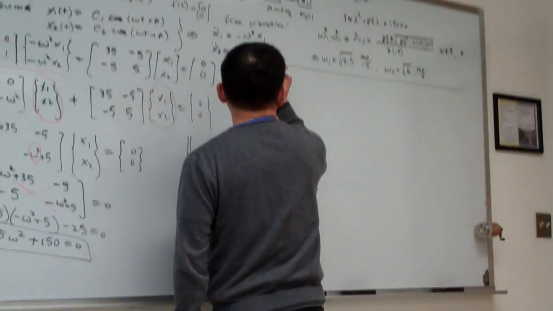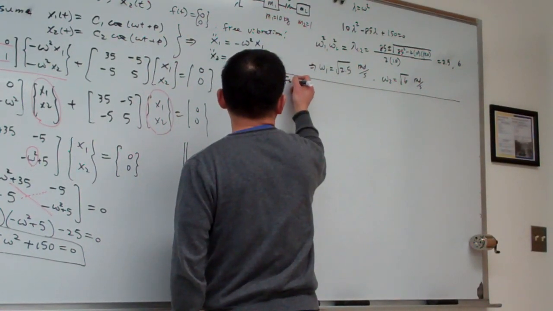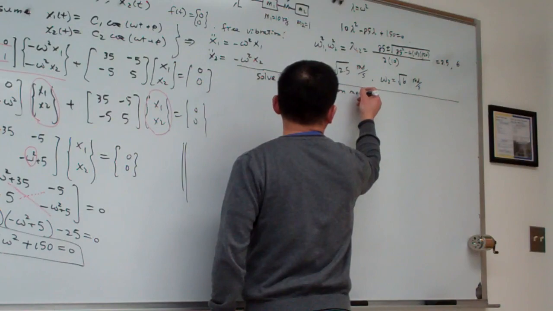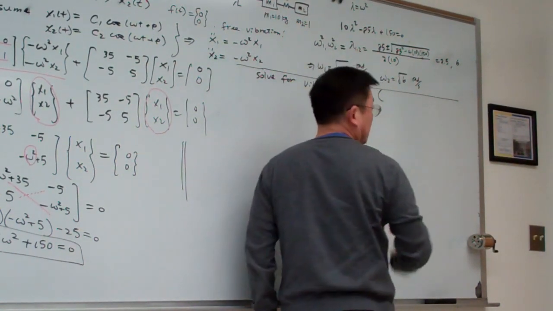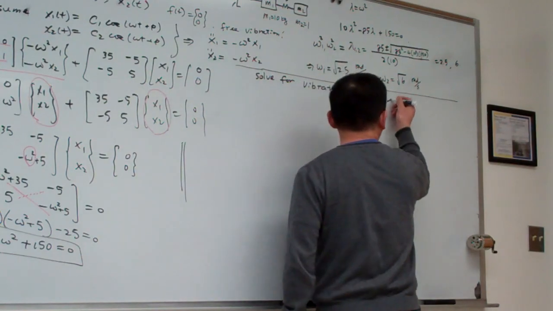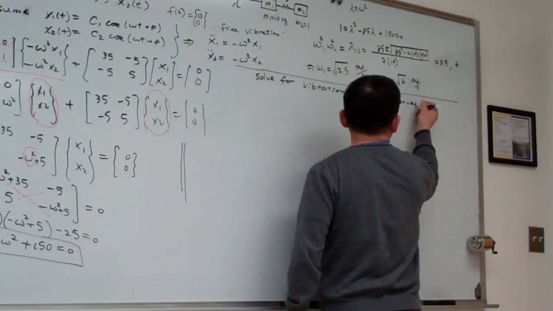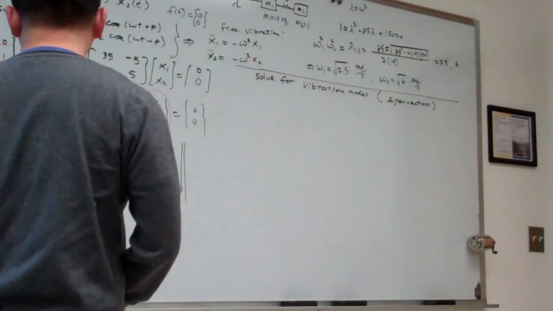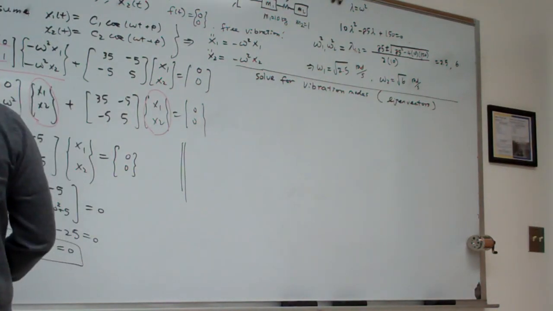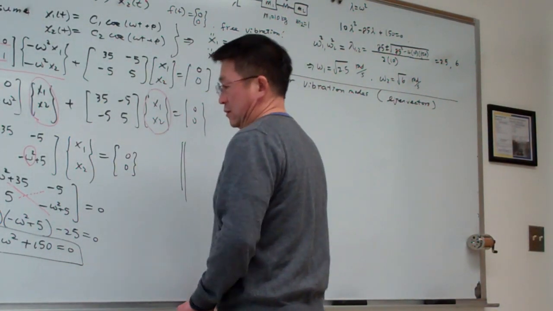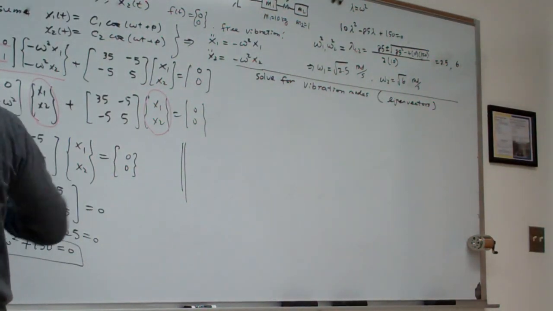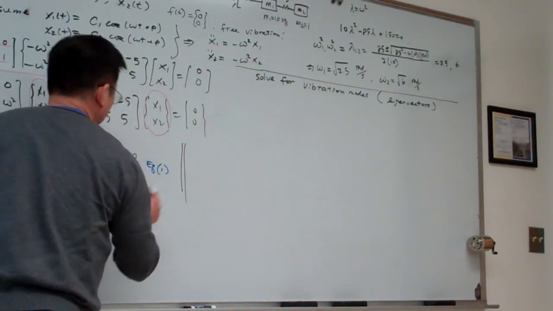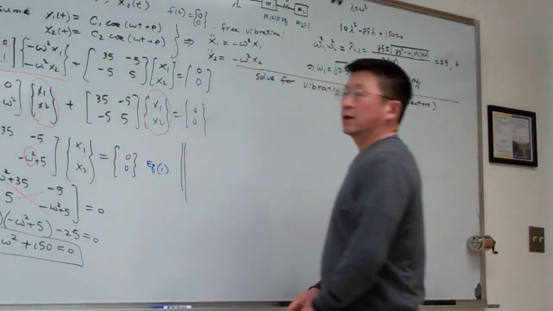This is a step, and then we're going to solve for vibration mode. And vibration mode, in terms of our eigenvalue problems, that is for the eigenvectors. Okay. So the step is this. Using this equation, let me call it equation 1.